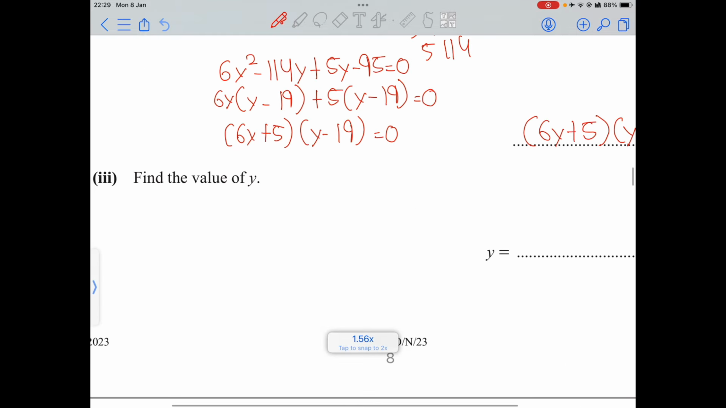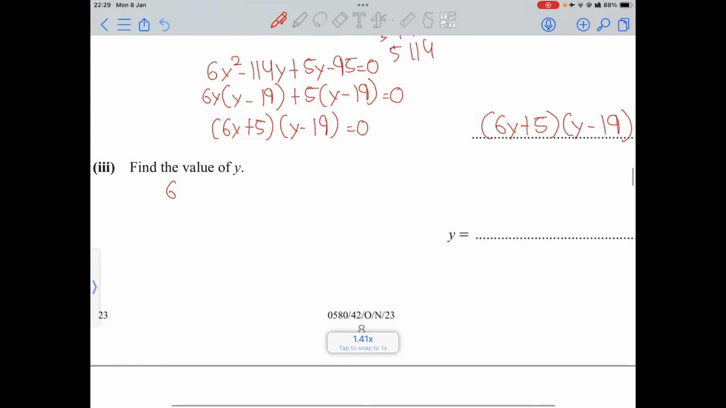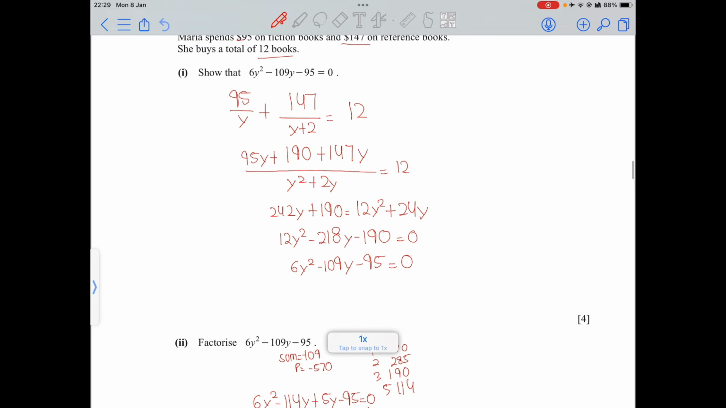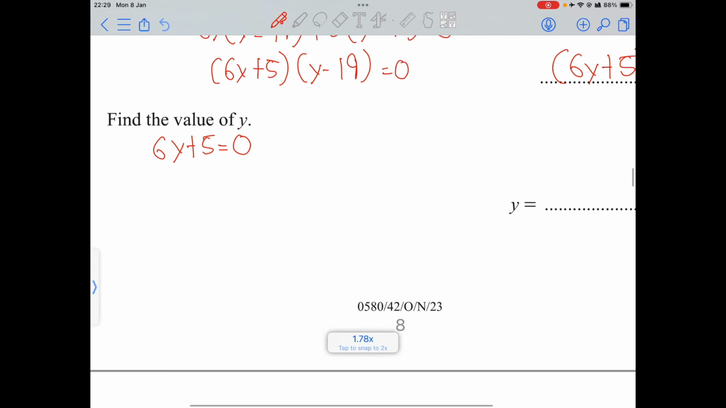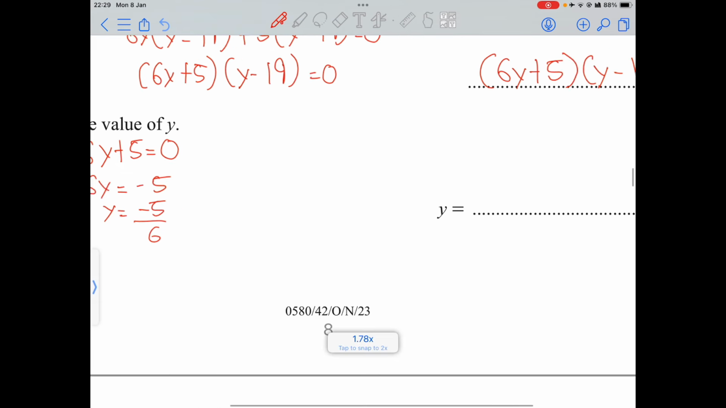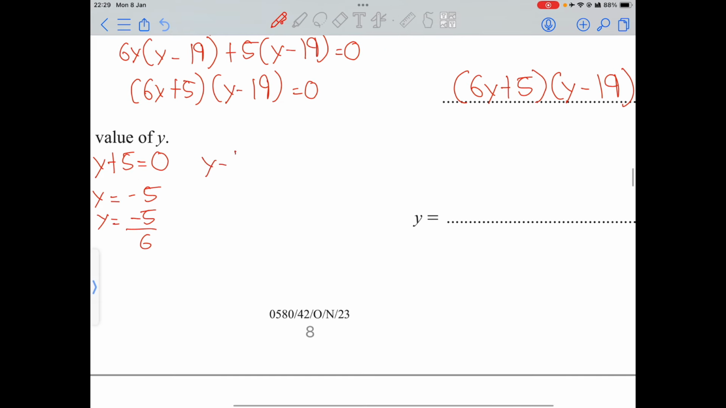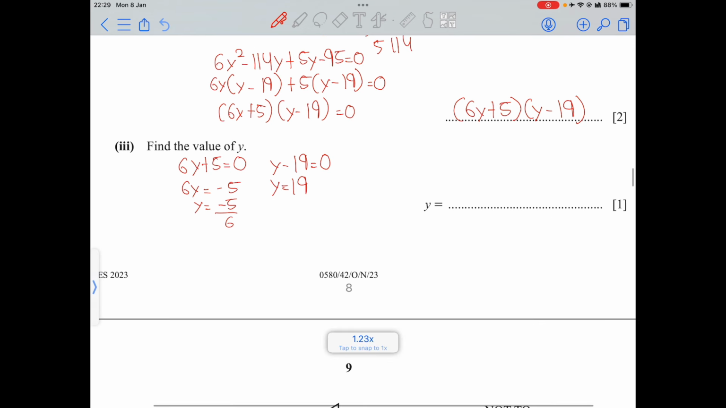Find the value. Now either 6y plus 5 equals 0. Wait, the price of a book is y, so the y value cannot be negative. So 6y equals negative 5 and y equals negative 5 over 6, which is not a valid value. The other value is y minus 19 equals 0. So y equals 19. That's the only possible value here because you can't take a negative value for your cost.